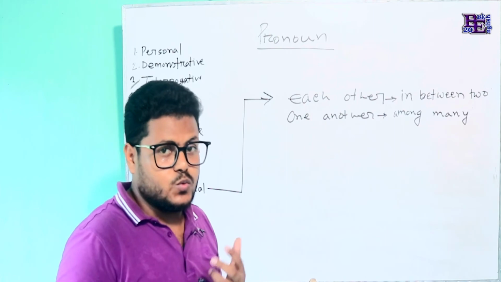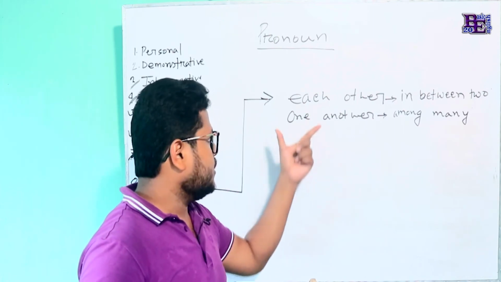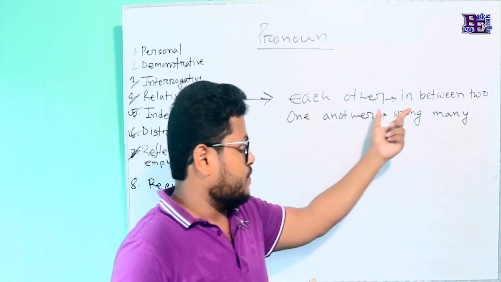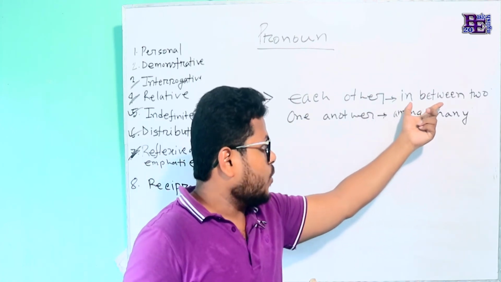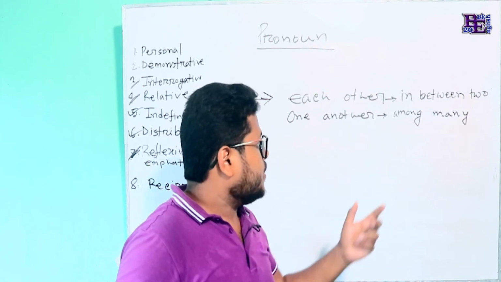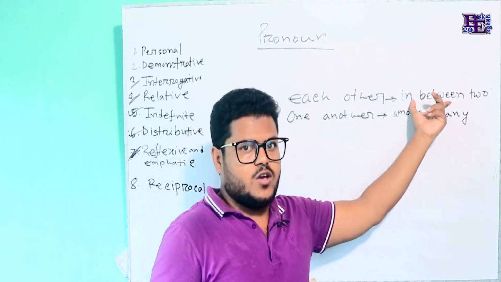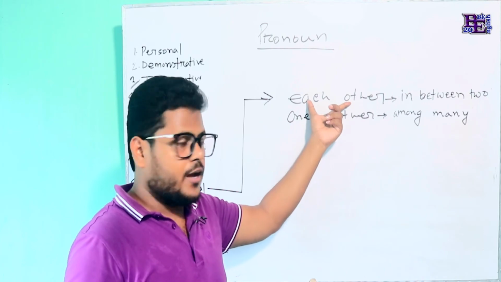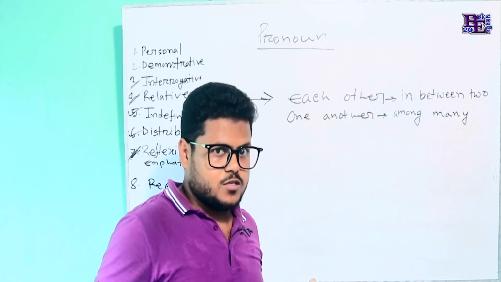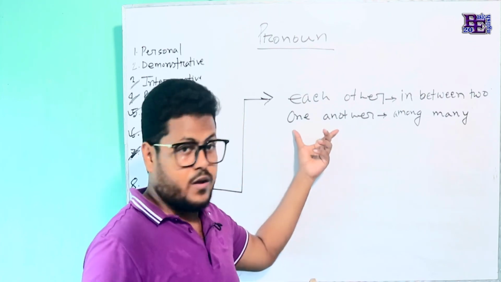So what are the uses of them? When should we use each other? When should we use one another? Okay, I have given a short note over there: when you say something or something occurs between two persons, then we have to use each other. And when something occurs between more than two persons, then we have to use one another.